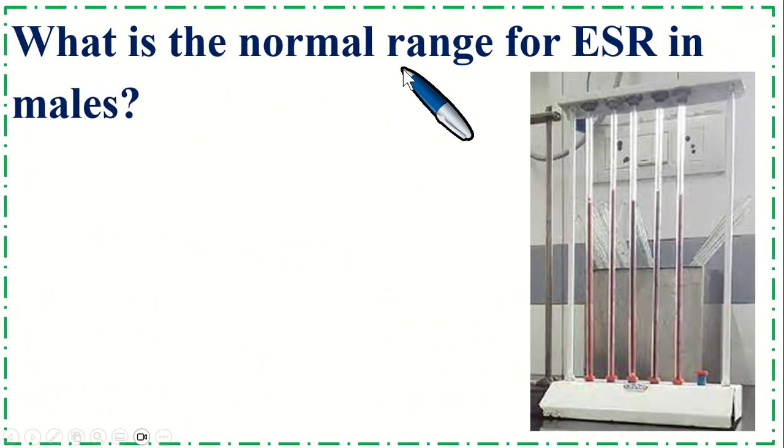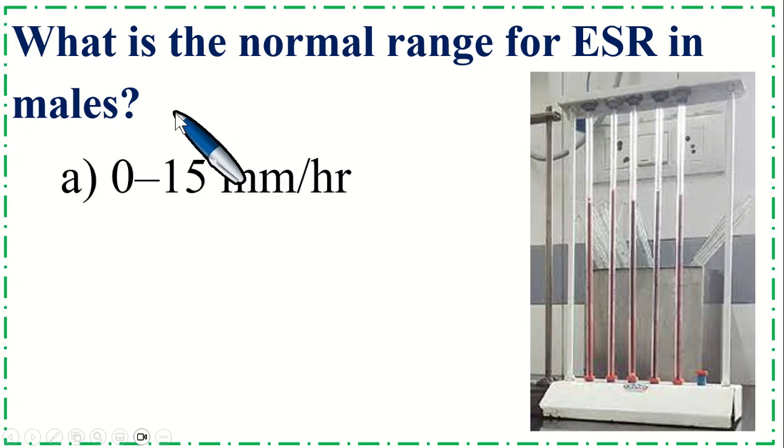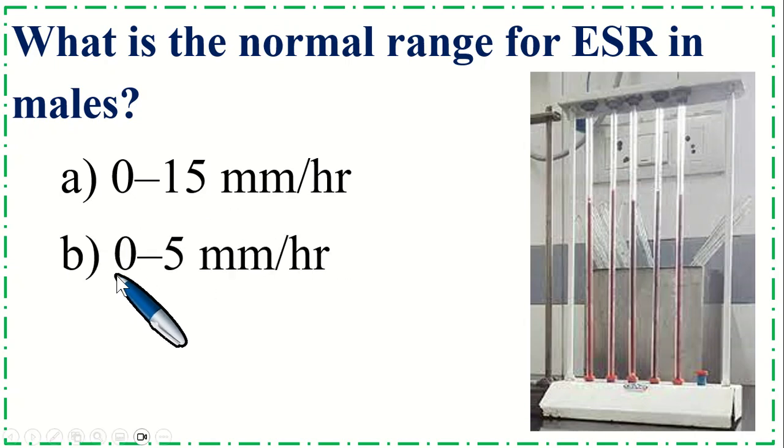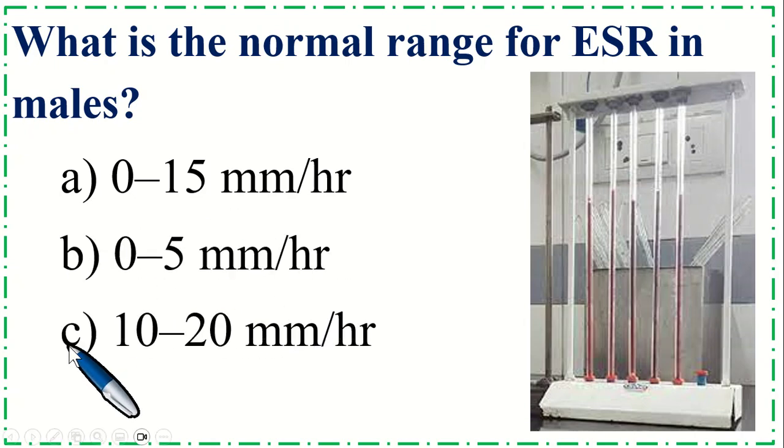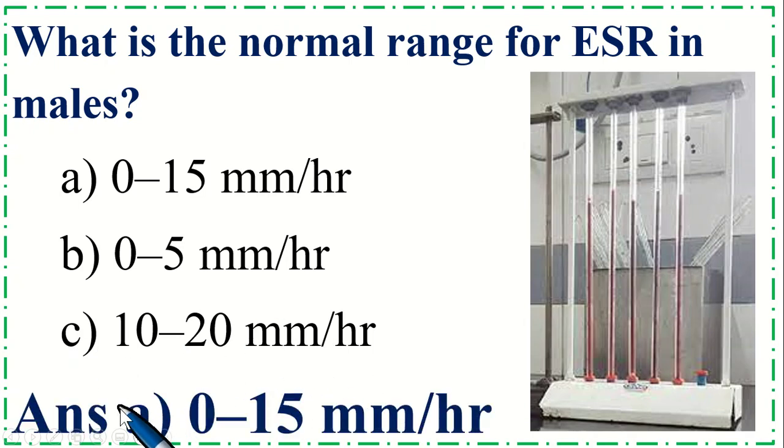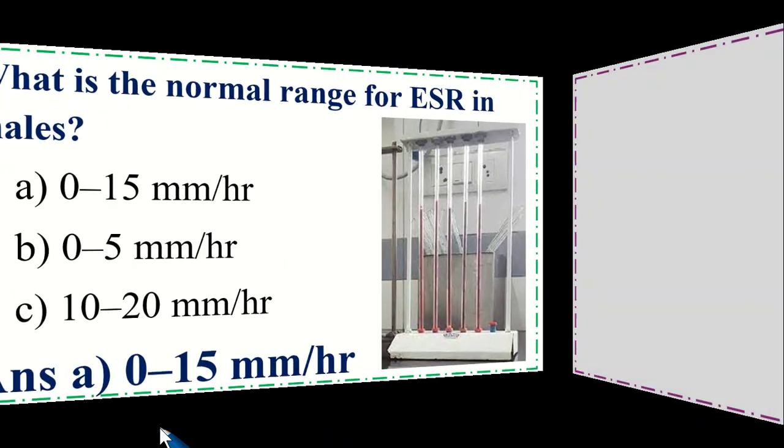What is the normal range for ESR in males? Option A, 0 to 15 mm per hour. Option B, 0 to 5 mm per hour. Option C, 10 to 20 mm per hour. So the correct option is A, 0 to 15 mm per hour.